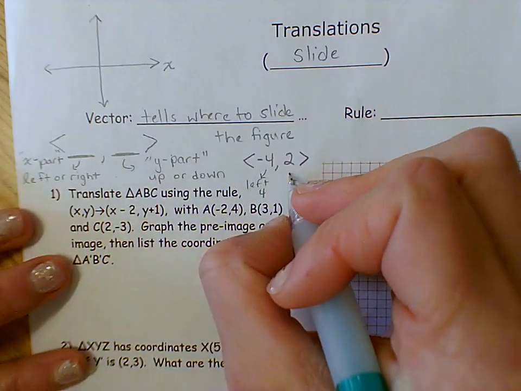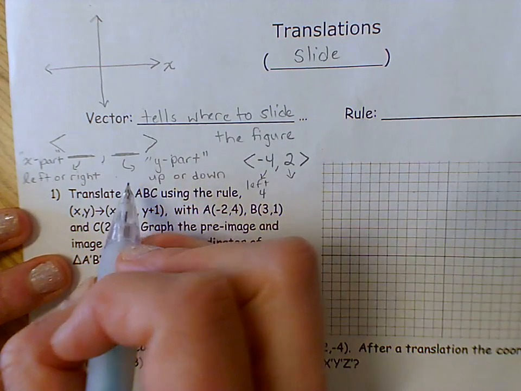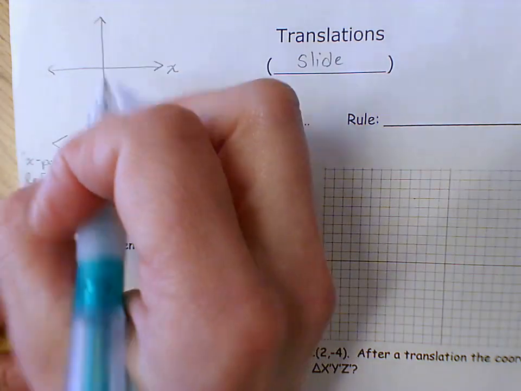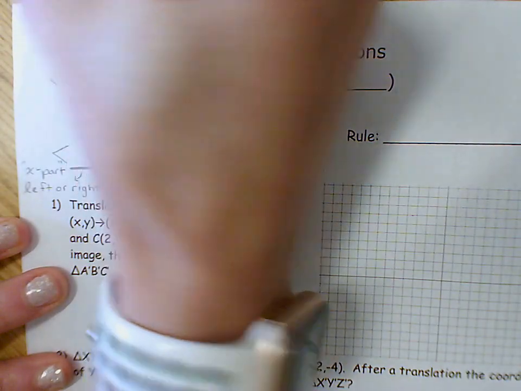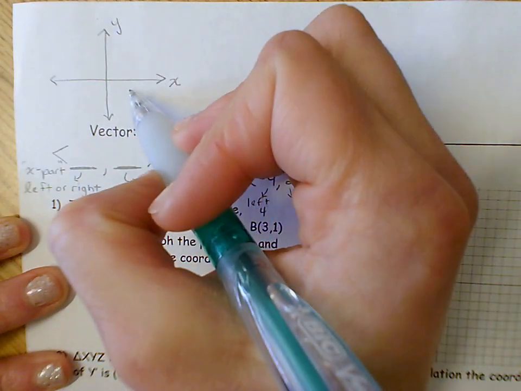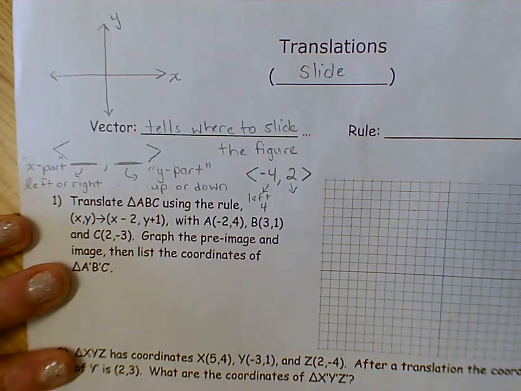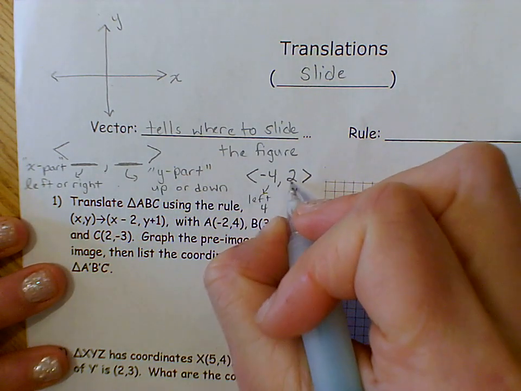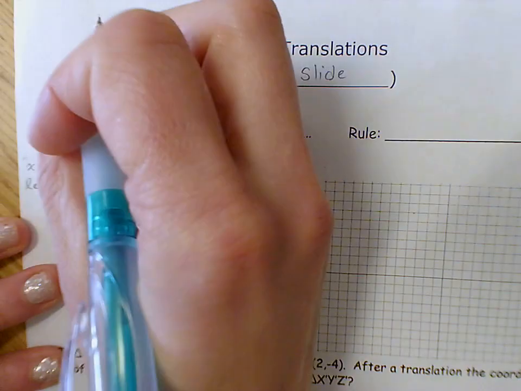Okay, so then this number, if you look, is going to tell us how far up or down. That's like my y part. So think about your y-axis. If I go up, that's where my positive numbers are. If I go down, that's where my negative numbers are. So if it's a +2, that would be up.